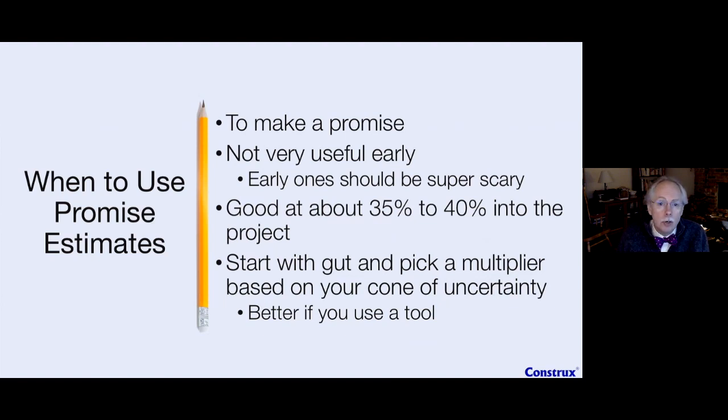Okay. So the second estimation type here, my promise estimates. These are really handy to make a promise on behalf of the team. You only want to do this when you have a small enough spread in your uncertainty that making the promise won't scare everyone away from the room.